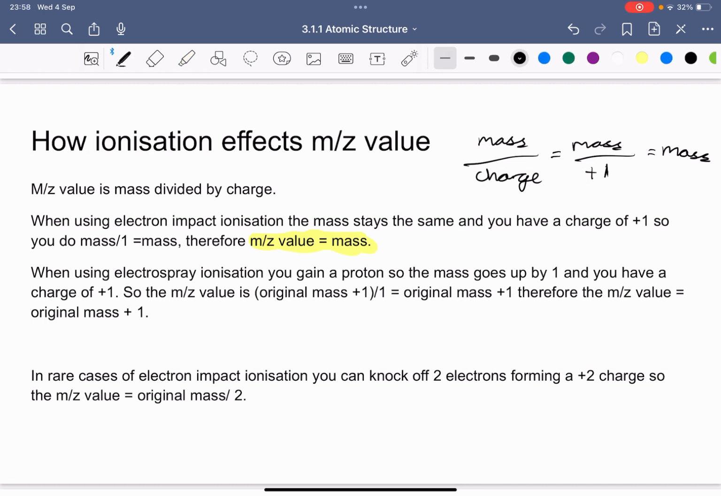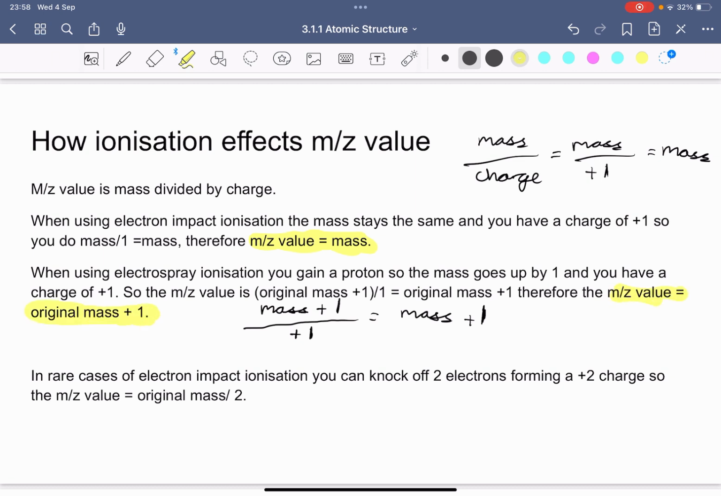However, when you use electrospray ionization, you gain a proton, so the mass goes up by 1, and you have a charge of +1. So when you work out the m/z value, you do the mass of the isotope +1 divided by the charge, which is +1. So your m/z value is basically just the mass of the isotope +1. And I've written that down here.